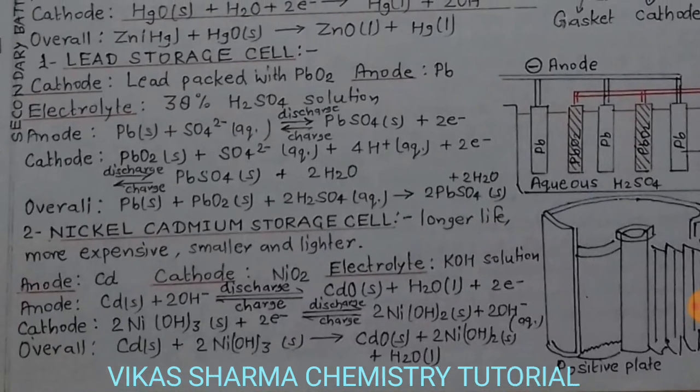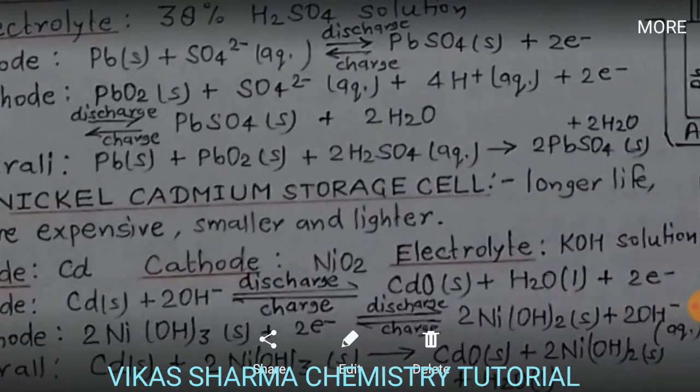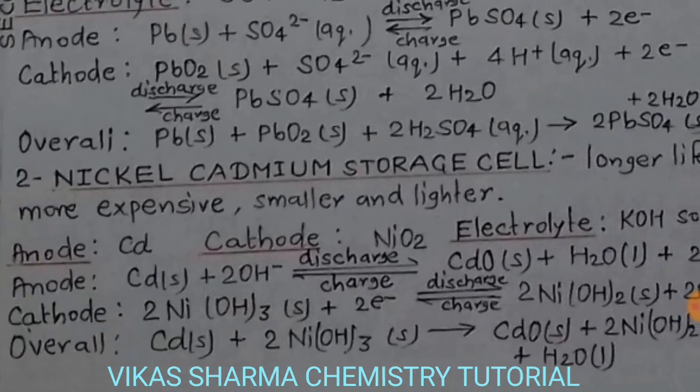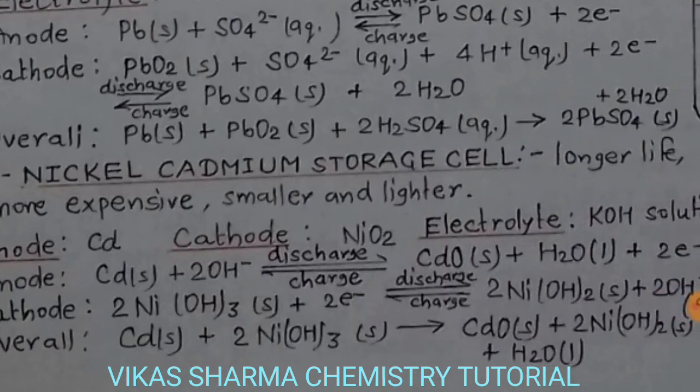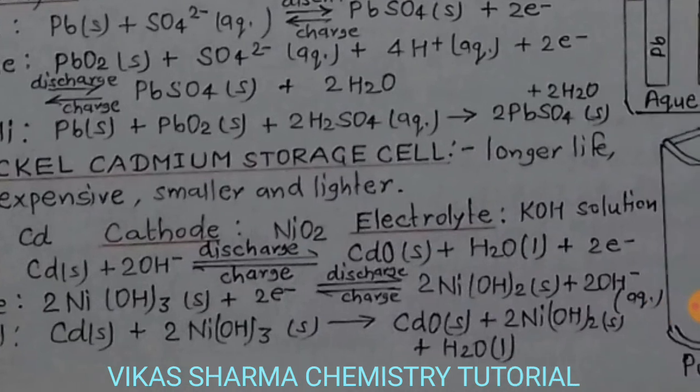Second is the nickel cadmium storage cell. It has a longer life in comparison to all secondary batteries, but is more expensive, smaller and lighter. Anode is cadmium, cathode is nickel oxide. Electrolyte we use is potassium hydroxide. Anode side reaction is cadmium plus hydroxide ion. In discharge they become cadmium oxide, water and 2 electrons they gain.